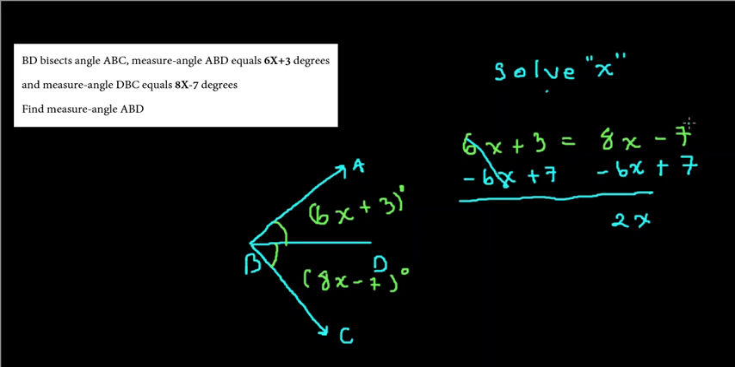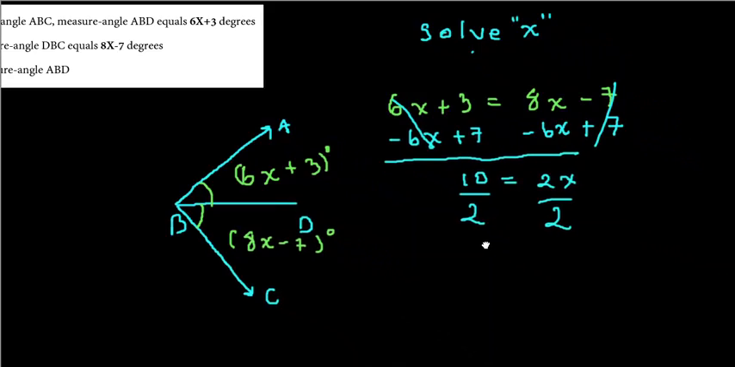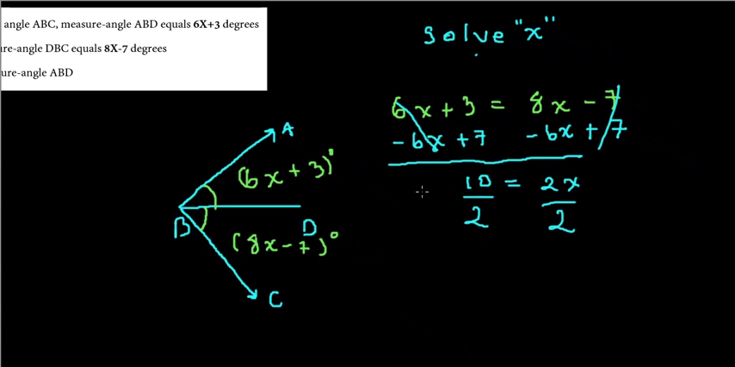And so these cancel out. And we are left on the left-hand side of the equal sign a 10. 3 plus 7 is equal to 10. So we have 2x equals 10. How we solve this, we divide both sides by 2. And we are left with x equals 5.